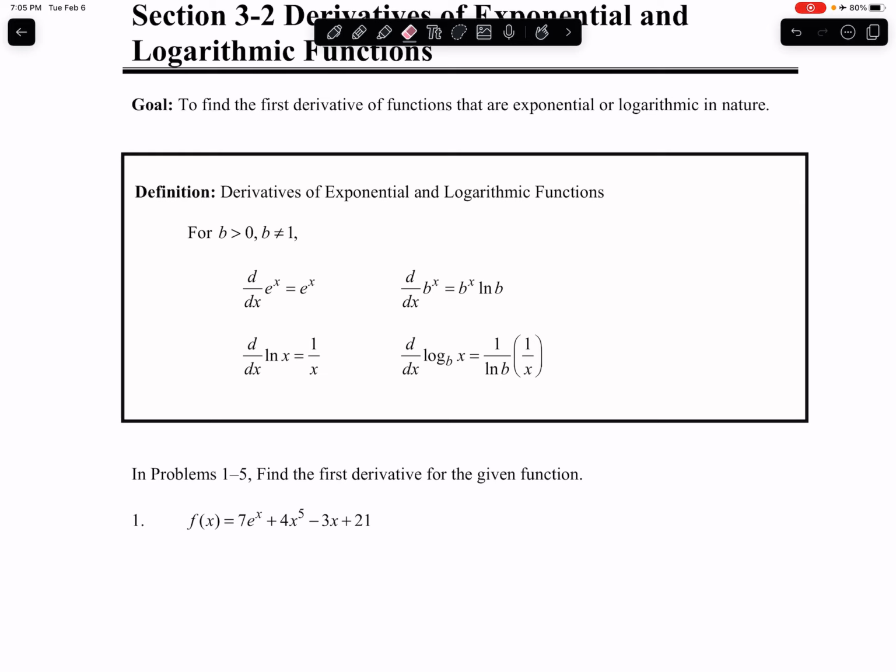The derivative of natural log of x is 1 over x, and the derivative of the log base b of x is 1 over natural log of b times 1 over x. It'll be a good idea to memorize these derivatives so that way you'll have faster calculations.